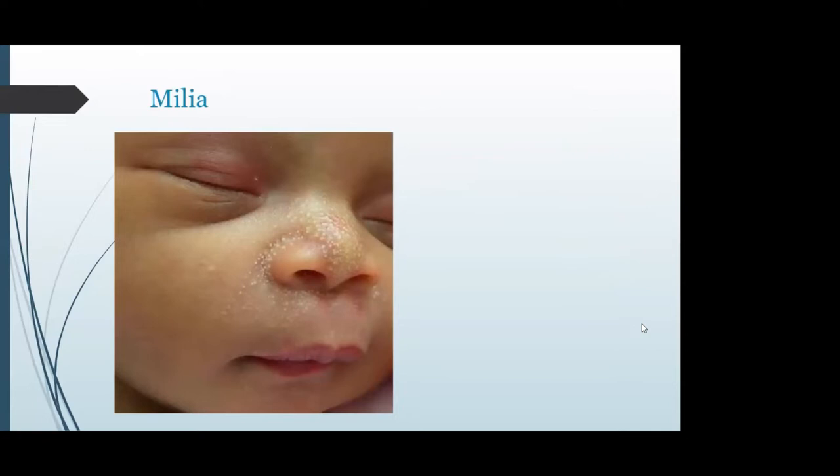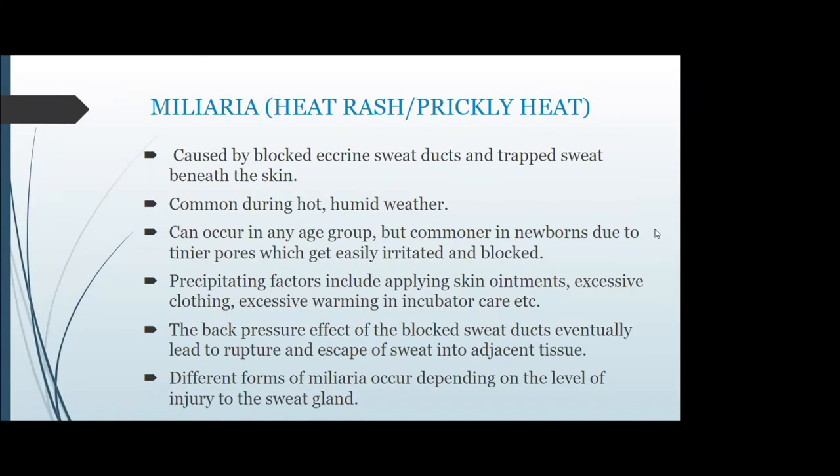Heat rash is common in our environment because we are in the tropical region where the weather is mostly hot and humid. It can occur in any age group, but it's commoner in newborns due to the tinier pores that the newborn has, which is slightly different from the adult. Their pores being tinier get easily irritated and blocked. Some of the precipitating factors that worsen heat rash in babies are what we tend to apply: body skin ointments, excessive clothing, and excessive warming in incubators for the preterms, where there's so much heat, which tends to aggravate heat rash.